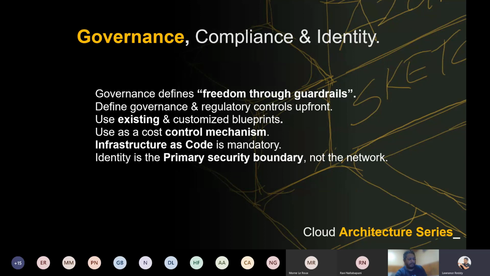Define your governance and regulatory controls up front. I'll take you through some of that. And usually the governance and regulatory controls are defined in blueprints, or Azure Blueprints. That needs to be defined up front, or use existing or customized blueprints. Essentially what that means is that your entire estate, your Azure estate, is locked down even before a person spins up the first workload. Infrastructure as code or automation is key to this pillar as well.